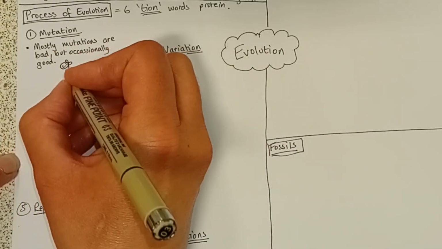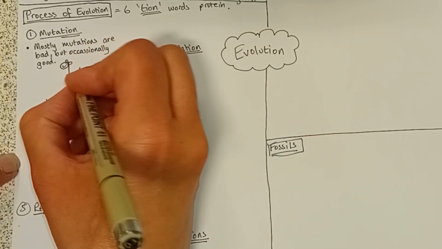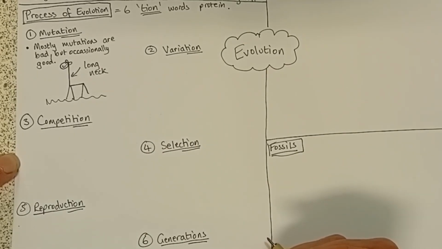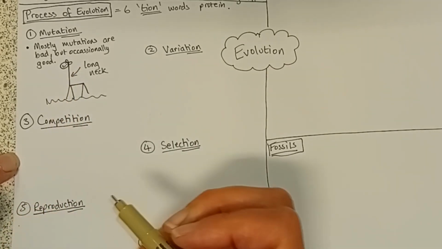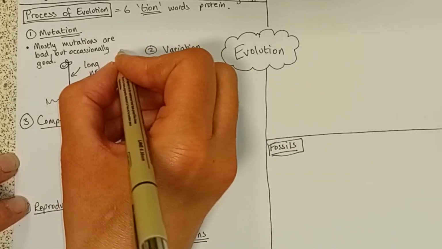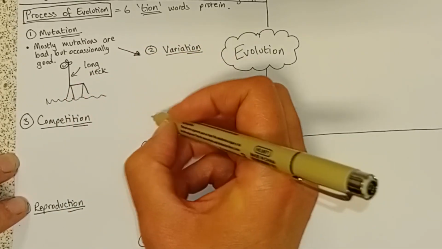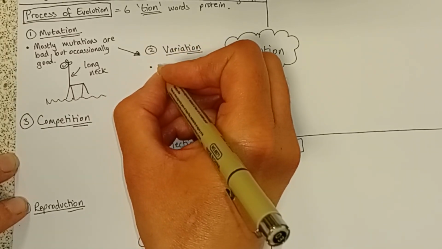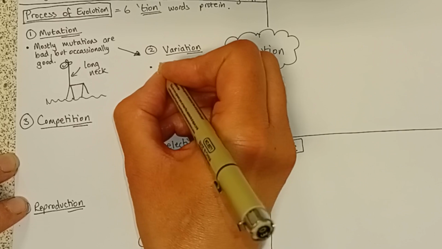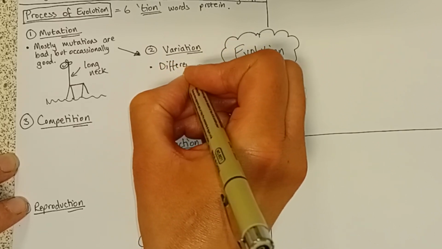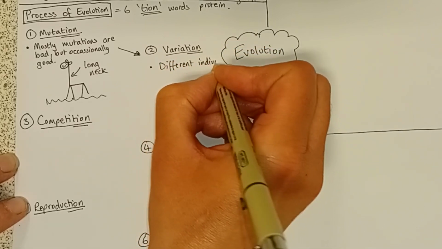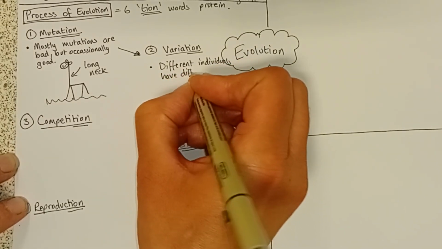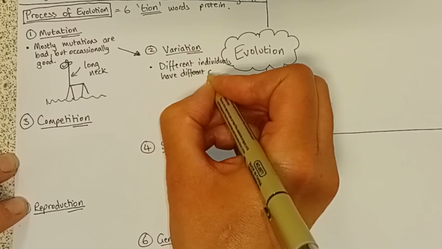And the mutation is that it's got elongated vertebrae. So it's got a long neck. That single mutation in that single giraffe means that there is more variation in the giraffe population. So different individuals have different characteristics.